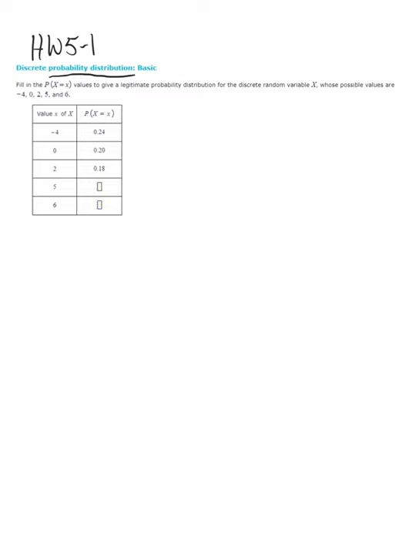Okay, we are starting chapter 5. This is 5-1. And what's in front of you is a probability distribution with a couple of values missing. So the thing to think about here is in a distribution of probabilities, the probabilities, which are in this column right here, need to total 1. So they need to equal 1.